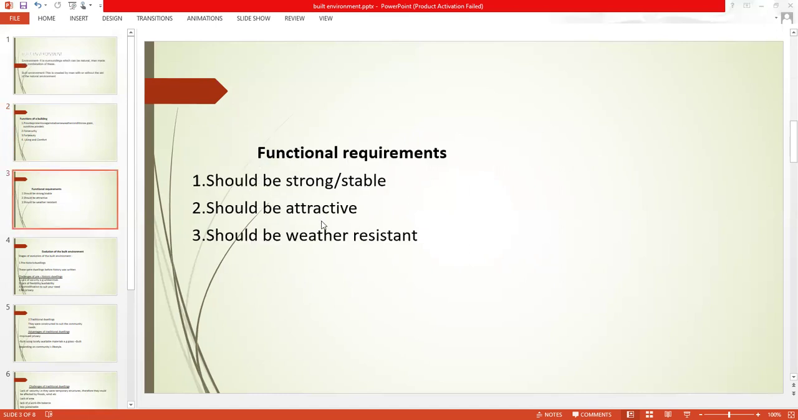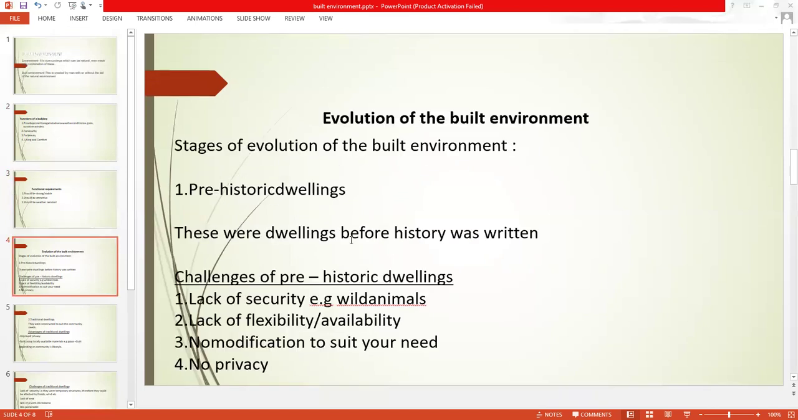Then we have functional requirements of a building. It should be strong and stable so that it can sustain any harsh weather conditions. Then it should be attractive. When you see the appearance of a building, it should be appealing to your eyes. Then it should be good weather resistant. So in case of any weather conditions such as ice, it can be able to resist.